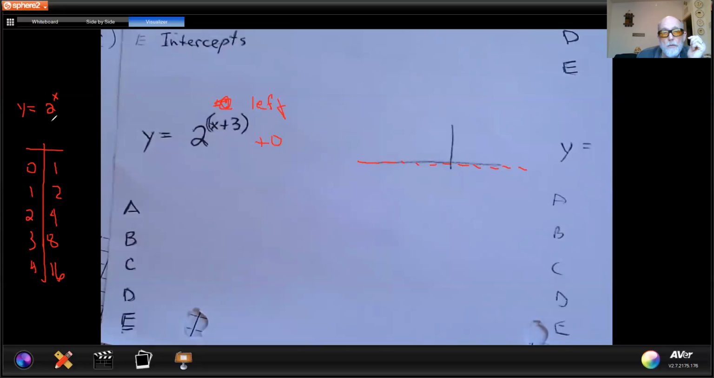So what am I doing? This is the normal graph, right? The normal graph looks like this. It has a dot at 1, and then another dot at 2, then another dot at 4, then another dot at 8, and one over here at 1/2. It goes like this, up, up, up, up, right? But we're taking every point and moving it 3 to the left. So let's go 1, 2, 3.